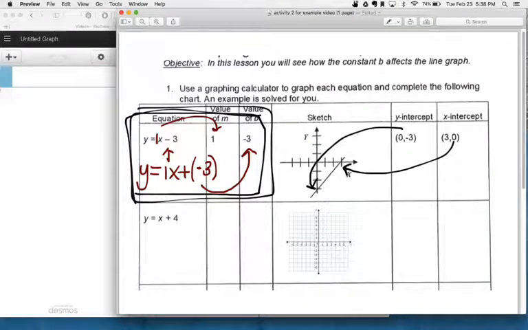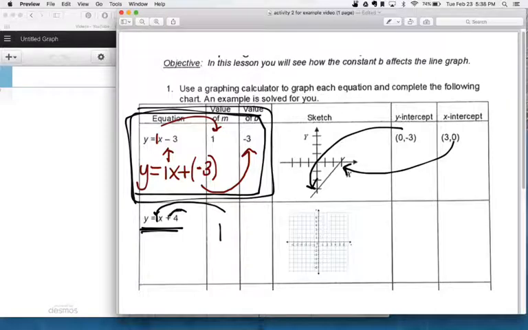All right, so our next problem, y equals x plus 4. We're going to start filling out this section together. Let me zoom in a little bit here. Again, my value of m is going to be my coefficient of x. I don't see anything there, so I know there's a 1.